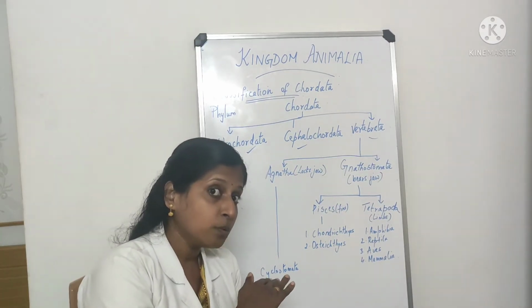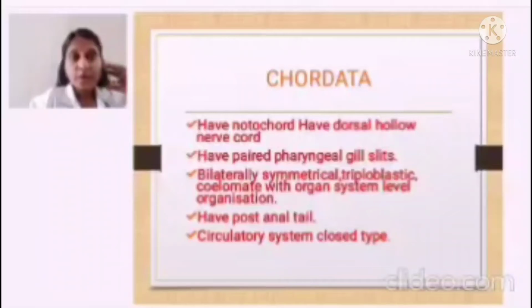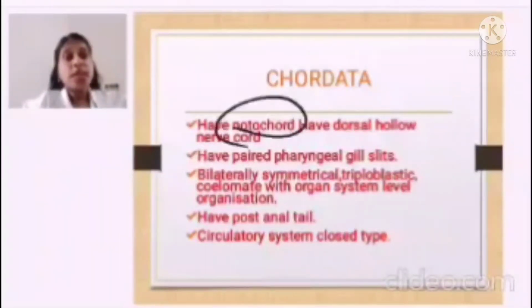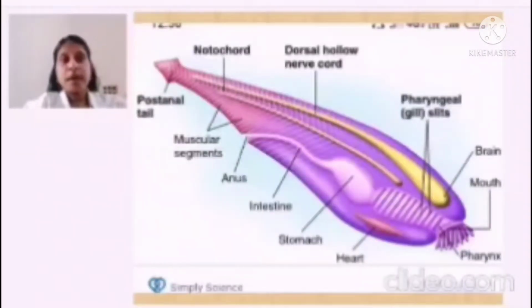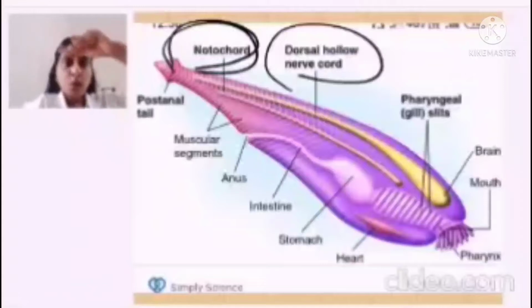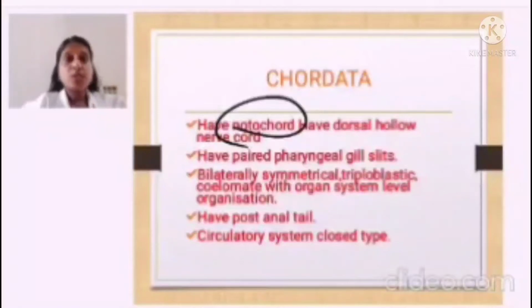So let's move into the world of chordates. What are the characteristic features of chordates? Chordates have the backbone, right? They have a structure called notochord, and they also have a dorsal nerve cord. These are rod-like structures, like here you can find the mark, the point. These cords, rod-like structures, are present in these animals.